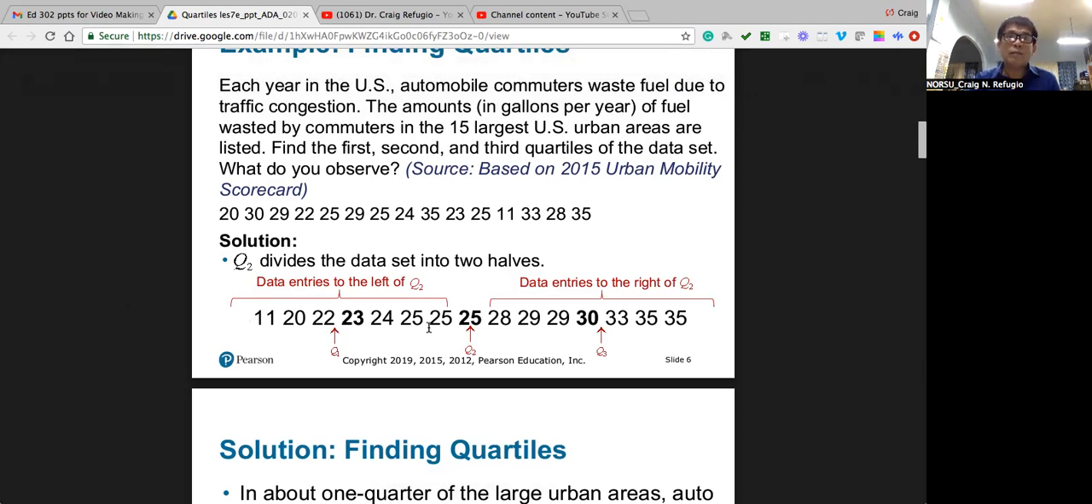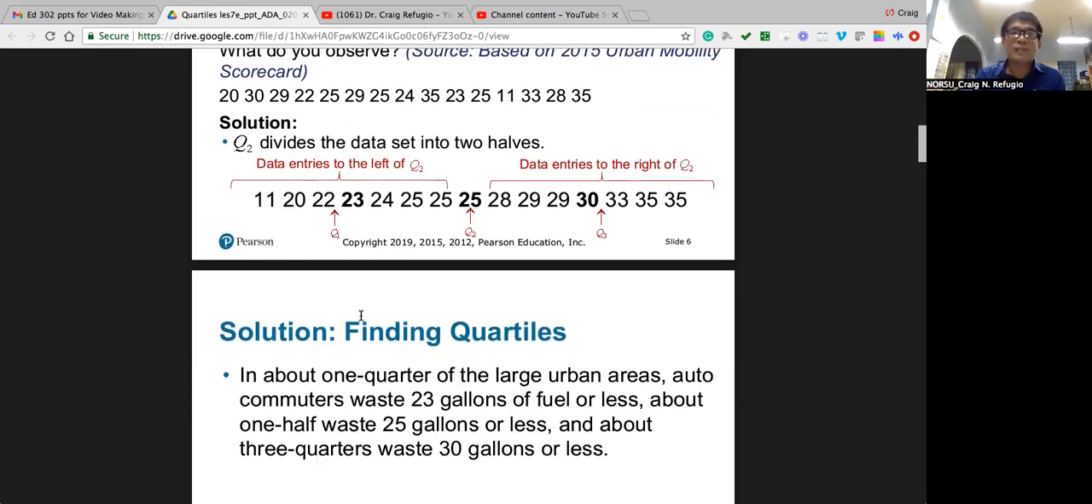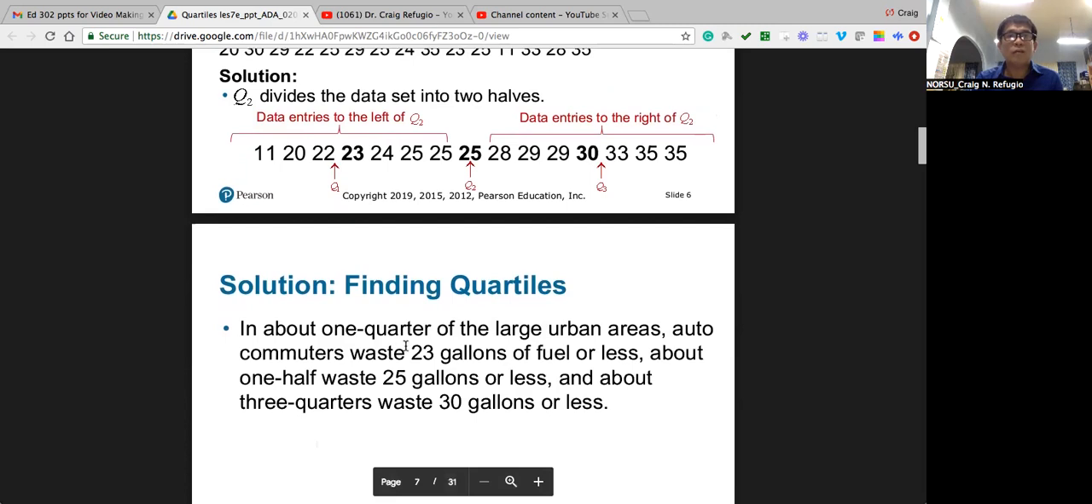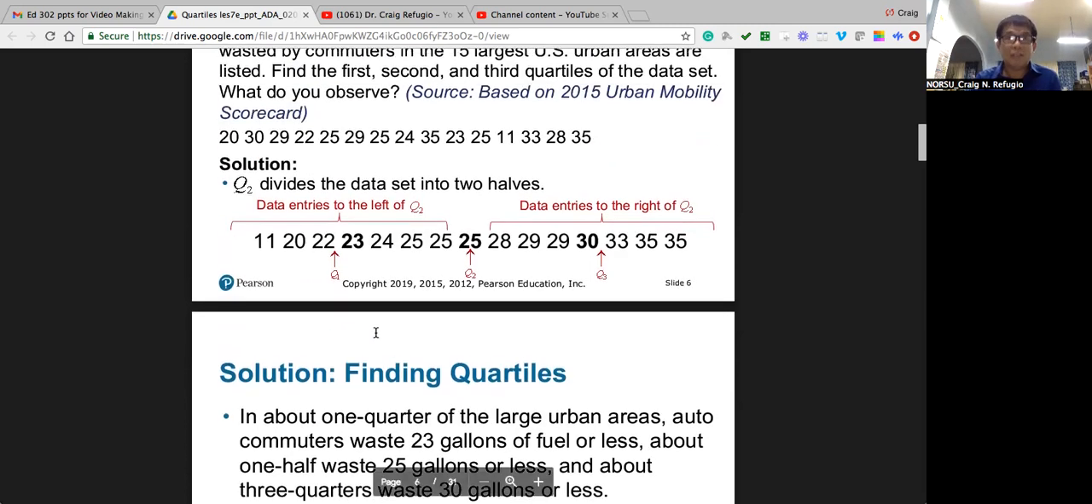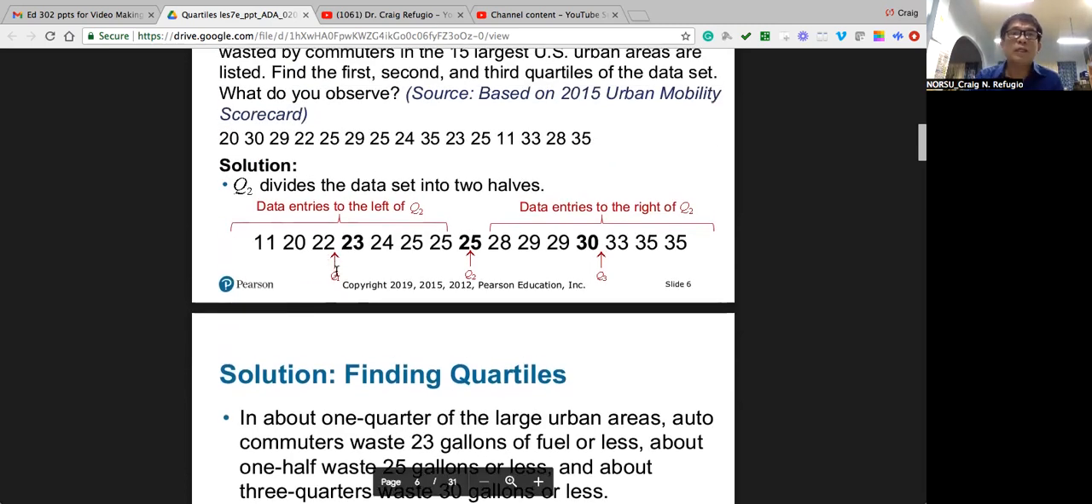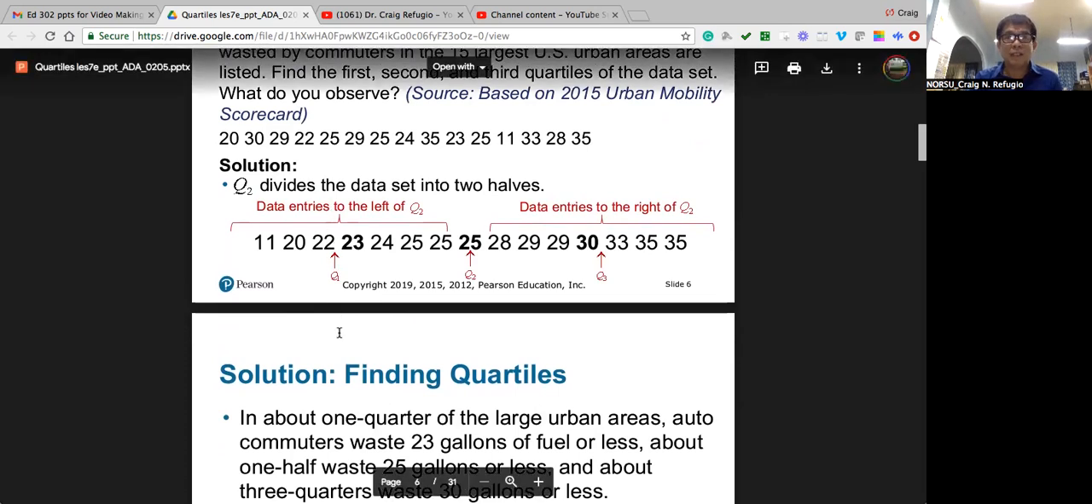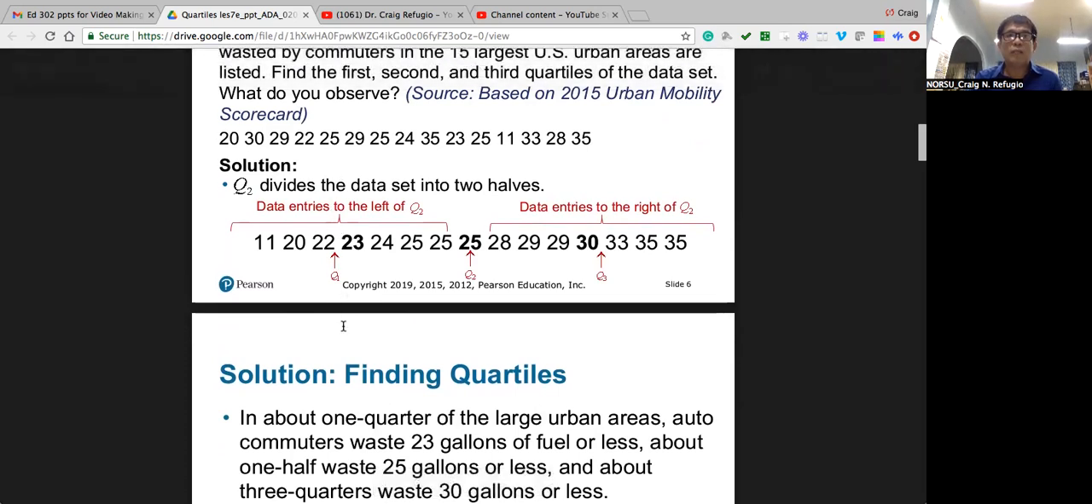So count the 4th, starting from the highest, 1, 2, 3, 4. So if you look at this, we have 23. So 23 gallons is the location of Q1. It's in here. So we have Q1.